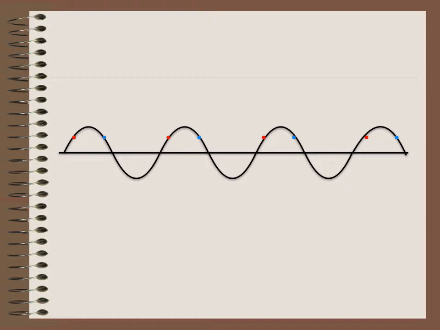Now, the red dots and blue dots are not in phase. Even though they are the same distance from equilibrium, they are not vibrating in the same direction. The red are going up and the blue are going down. Both of those criteria must be met for points to be considered in phase.